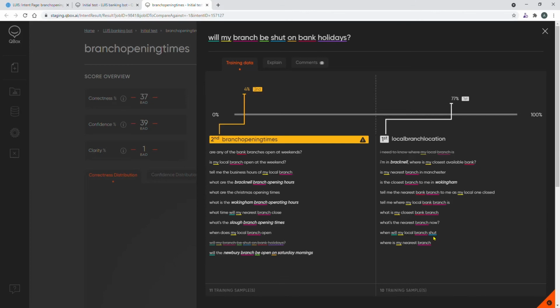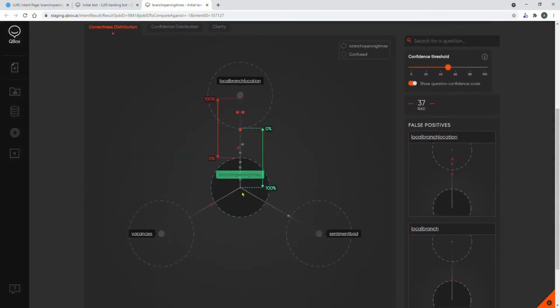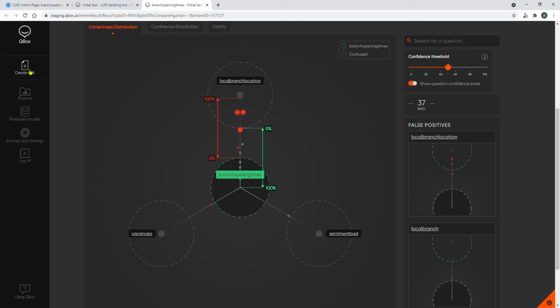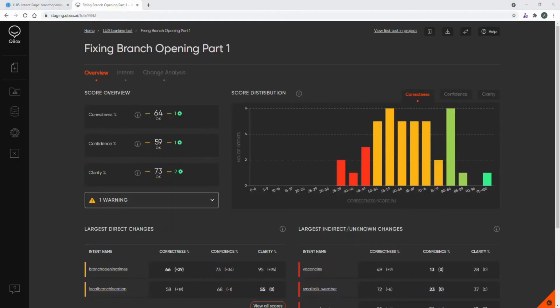Hopefully, we fixed those 3 incorrect utterances, and then we'll need to look at fixing these last 2 incorrect utterances. But before doing that, I'll run another test in QBox to see how my attempt at fixing these 3 have fared. So I downloaded a fresh JSON file from LUIS following the changes I made and created a new test in QBox within the same project. Again, this took a couple of minutes to run and we can see the results here.